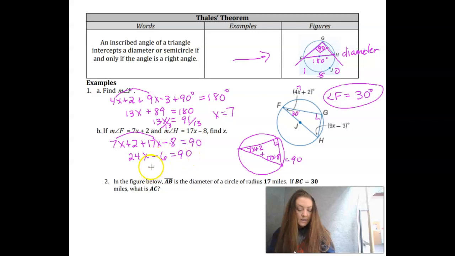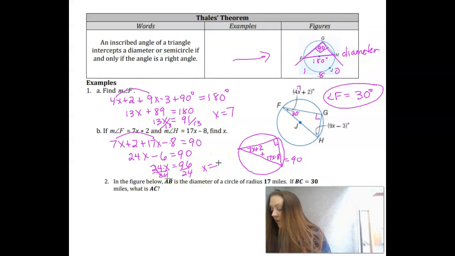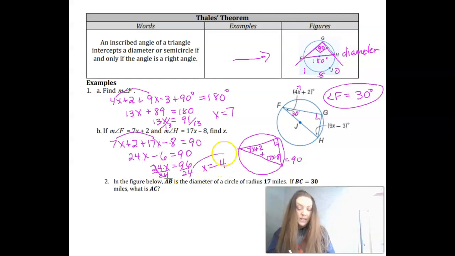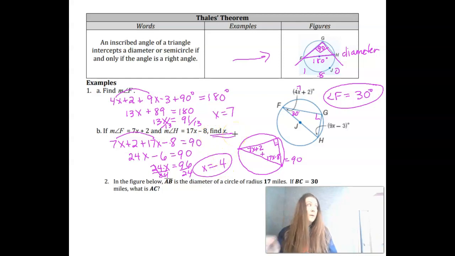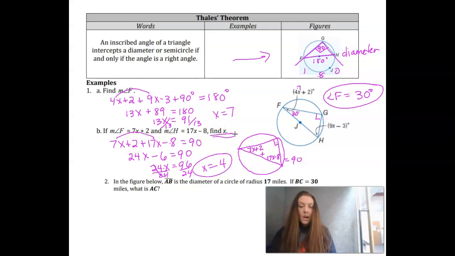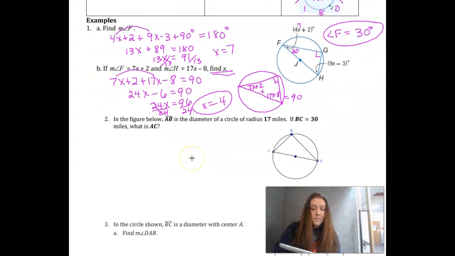I'm going to add 6. And then those are being multiplied, so we'll divide by 24. We've been solving for a while, so I get x equals 4. And since that's all they want, then we can stop. Okay? All right, let's bring this up.